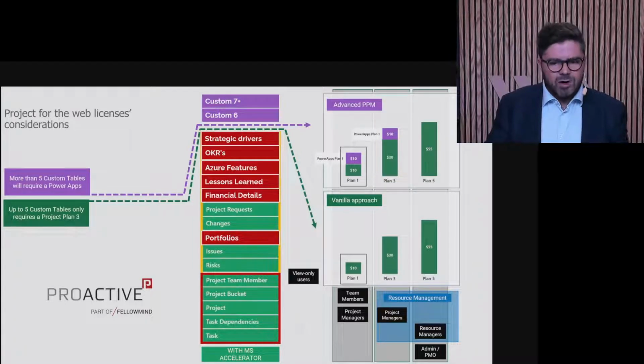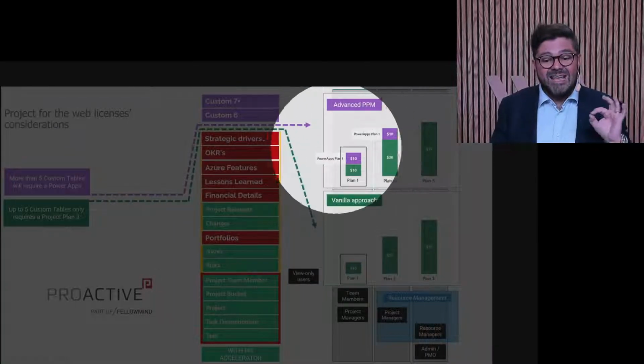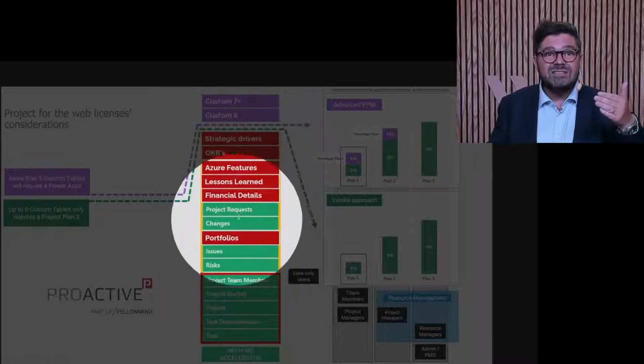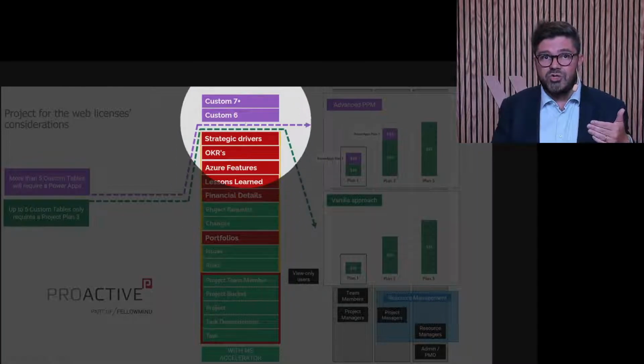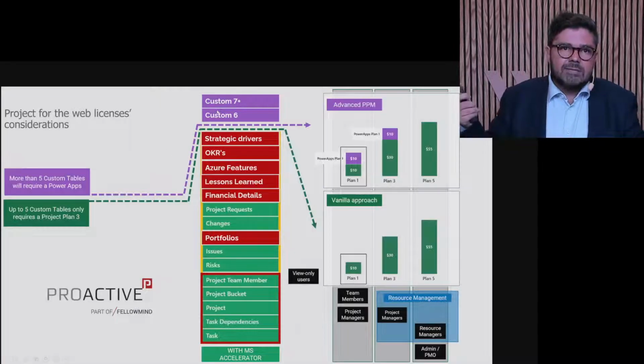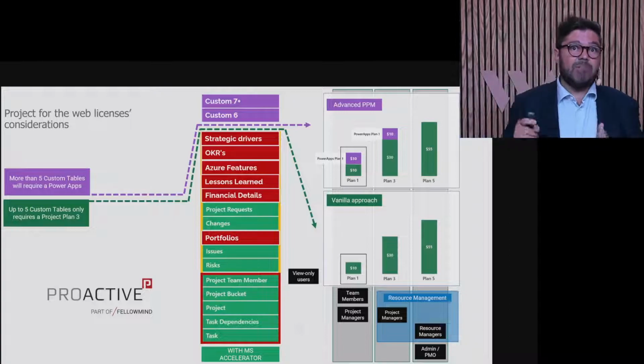But then we also have the advanced approach, or advanced PPM. Basically, if you go above the 10 or 15 different tables that you're allowed to use, any extra custom table that goes above that just requires a Power App license. And that means the Power App per app or per user license. We are showcasing here the Power App per app license.